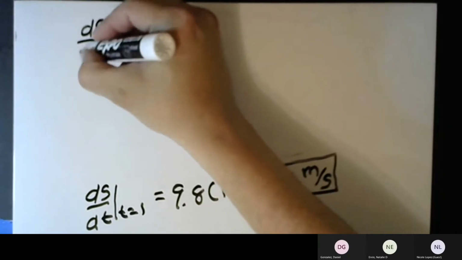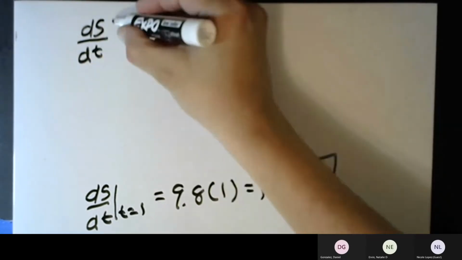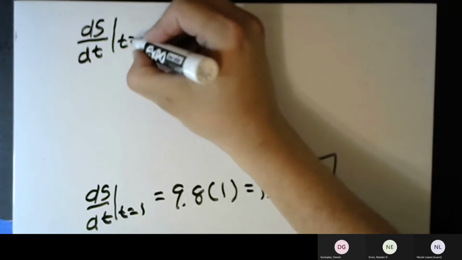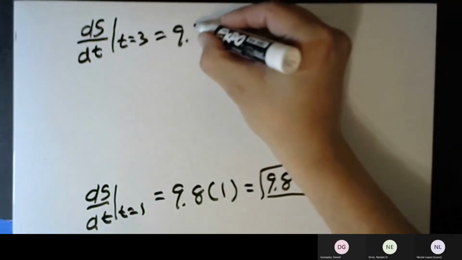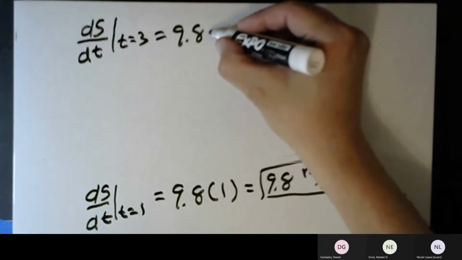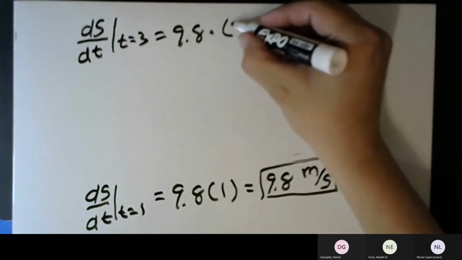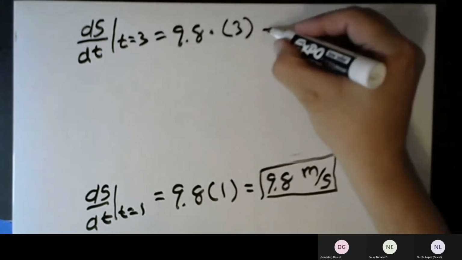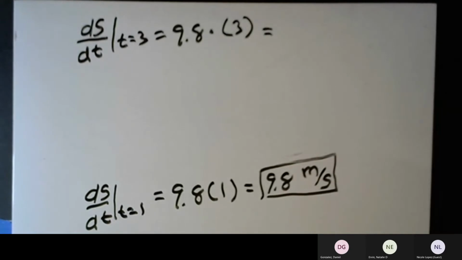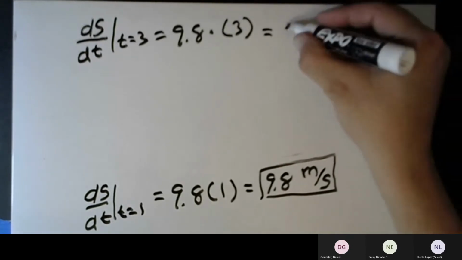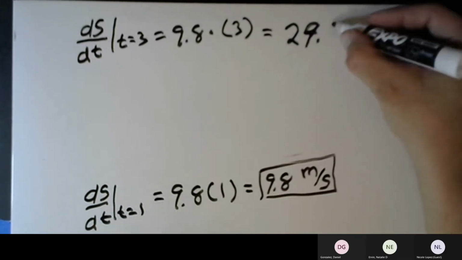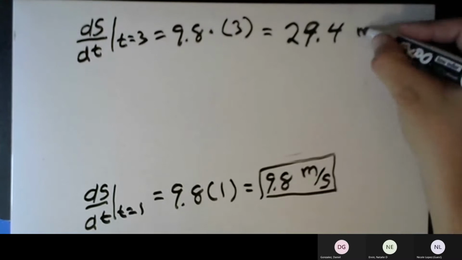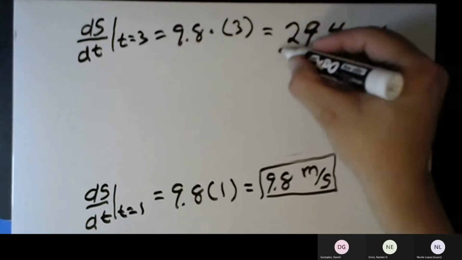And ds dt at t equals 3 will be 9.8 times 3. That'll give us 29.4 meters per second.